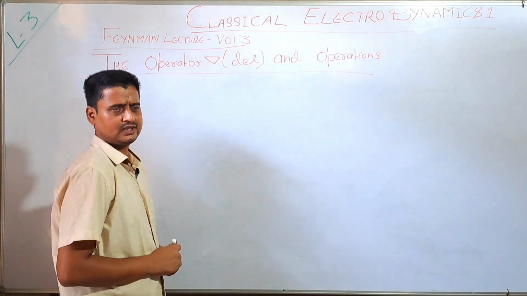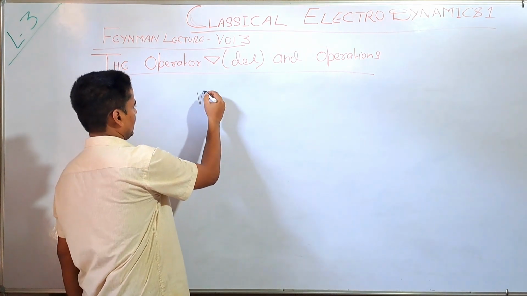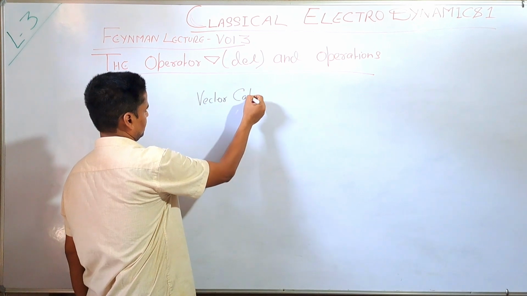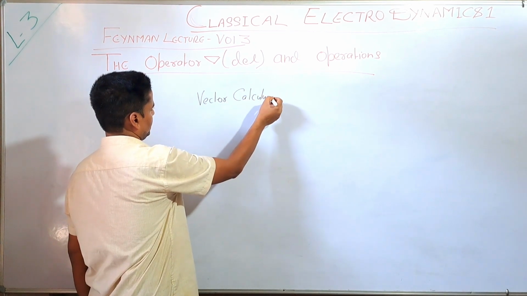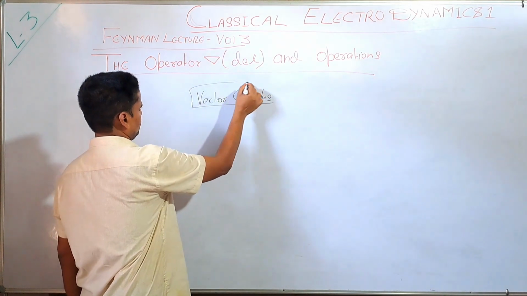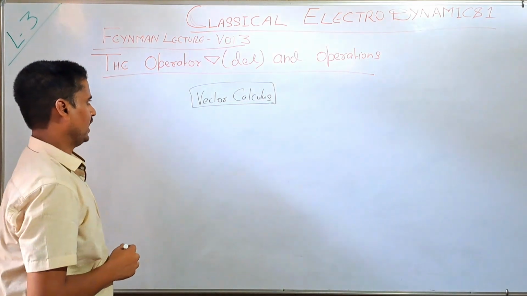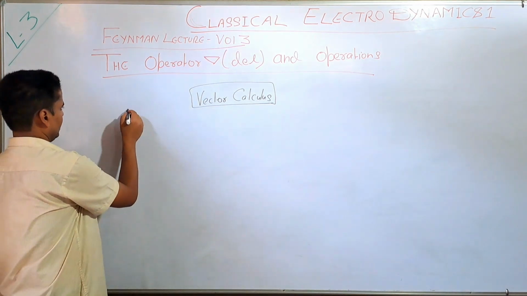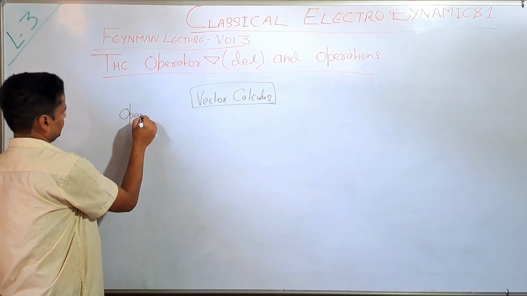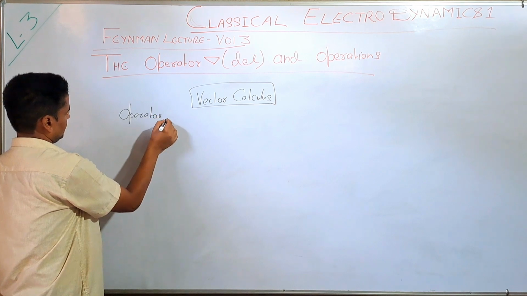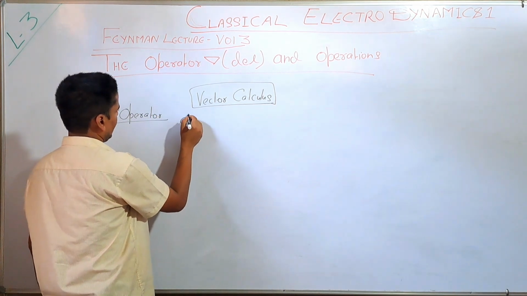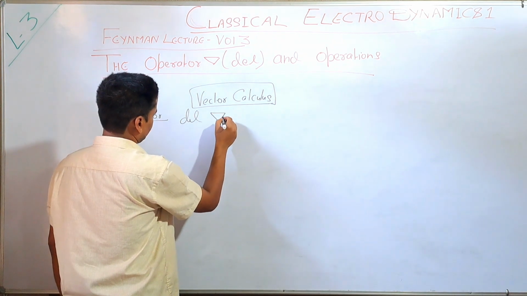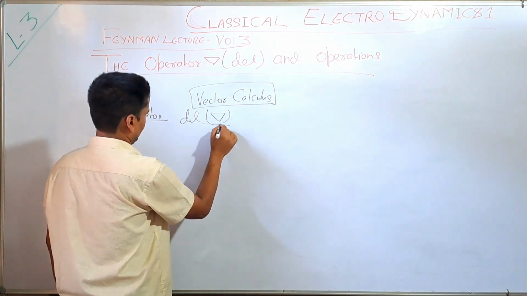Formulation of electrodynamics is through vector calculus. So without understanding vector calculus, it is not possible to understand electrodynamics. So in vector calculus, there is a term called operator, which is indicated by del or by the triangle. This is the symbol of del.